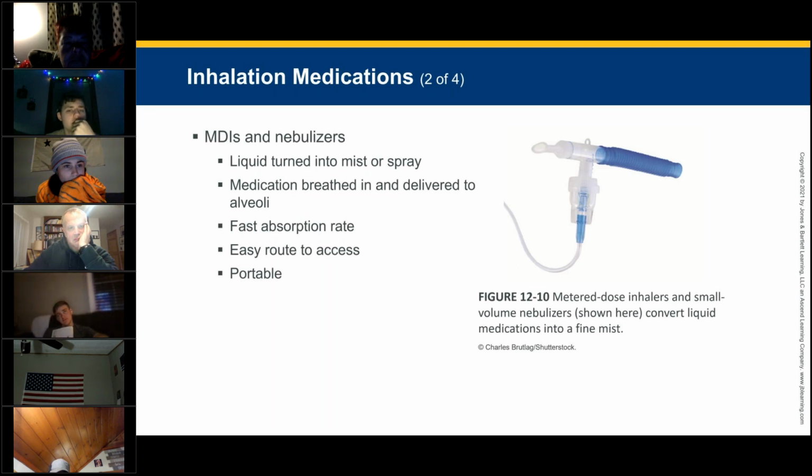MDIs, or metered dose inhalers, and nebulizers. They're used to administer liquid medications that have been turned into a fine mist by a flow of air or oxygen. The medication is atomized, breathed into the lungs, and delivered to the alveoli. The advantages: it's a fast and relatively easy route to access. Disadvantages: the patient needs to be cooperative and control their own breathing. It can't be used for unconscious patients.